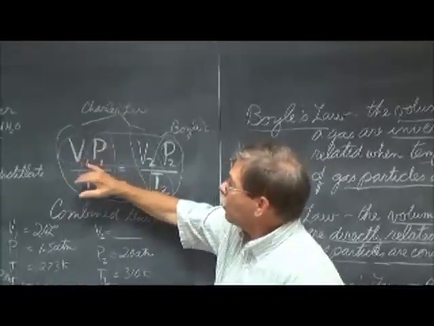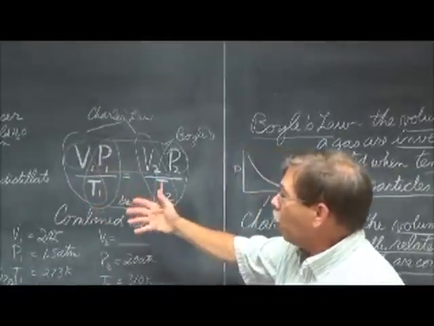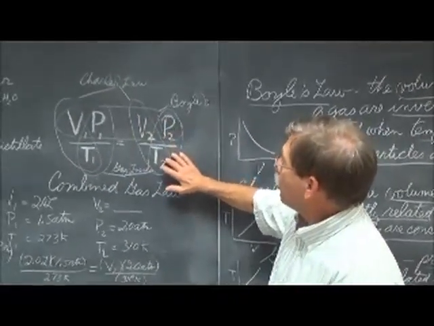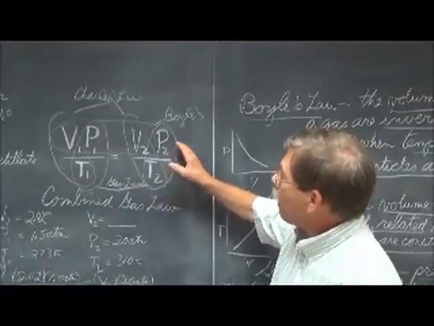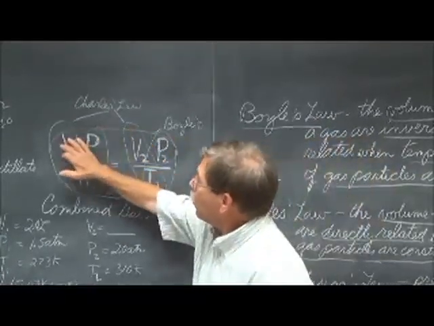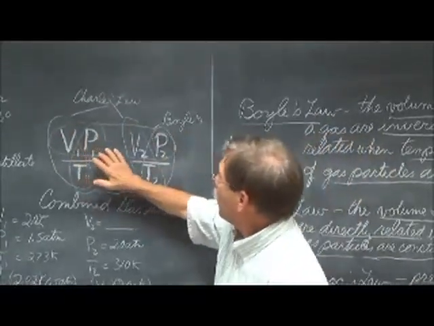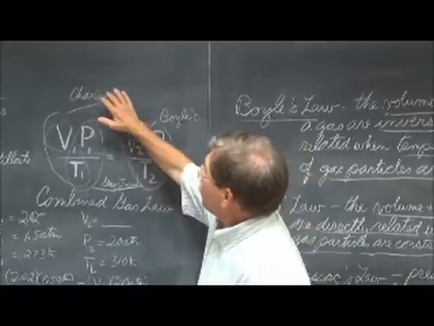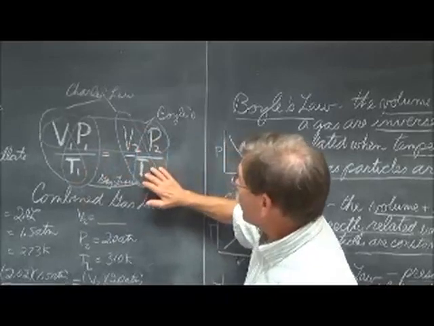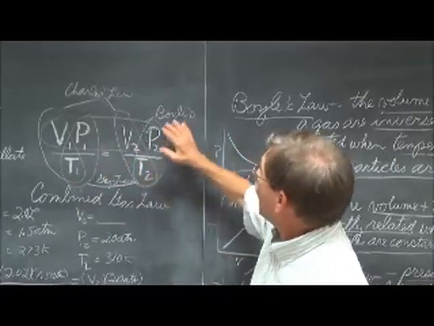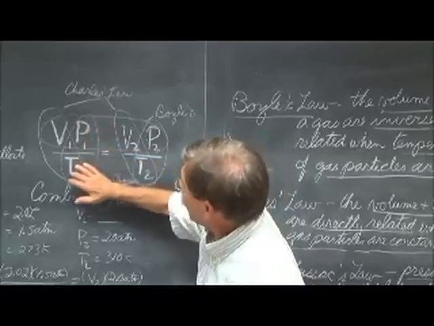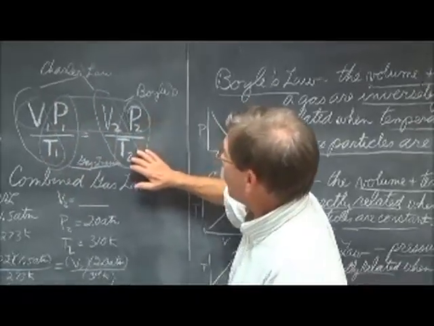The ones are all conditions of volume, pressure, and temperature before a change takes place, and the twos, volume and pressure and temperature after a change takes place. But knowing this and knowing what the variables are, you see that Boyle's law is here: V1, P1 equals V2, P2. Charles' law is here: V1 over T1 equals V2 over T2. There's the direct relationship. And Gay-Lussac's law is pressure and temperature, P1 over T1 equals P2 over T2.